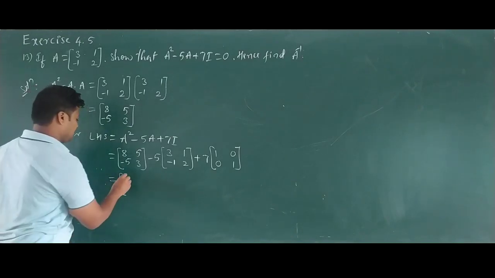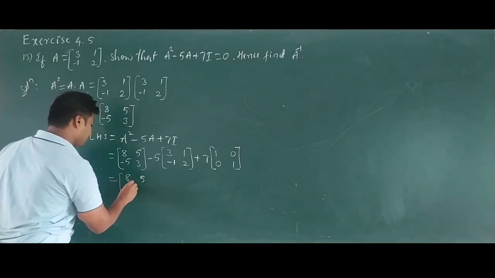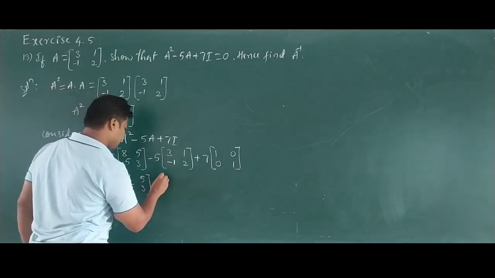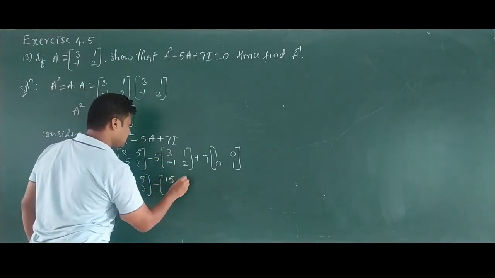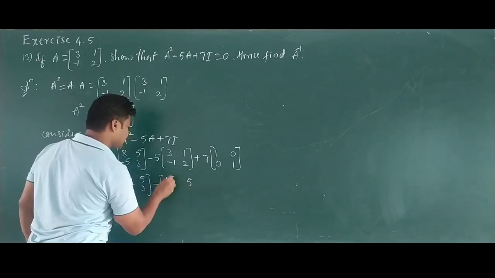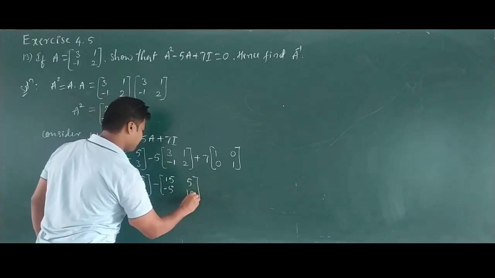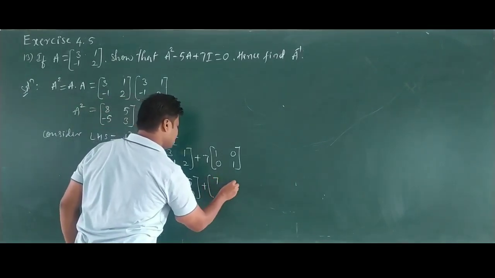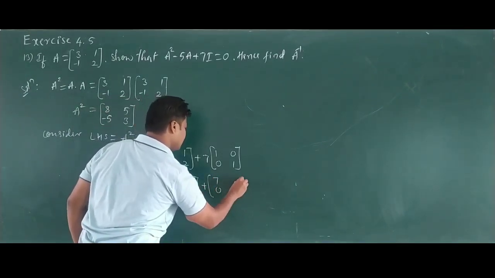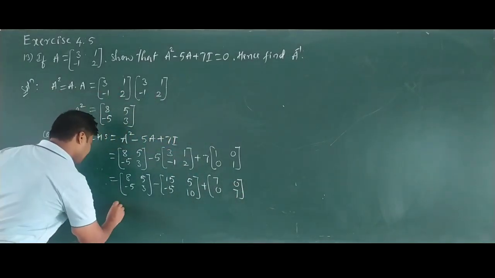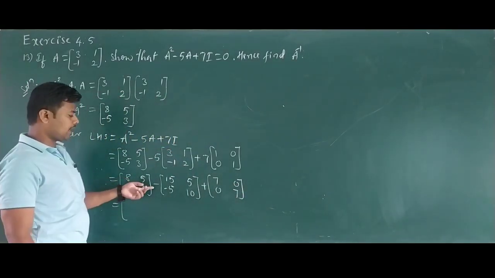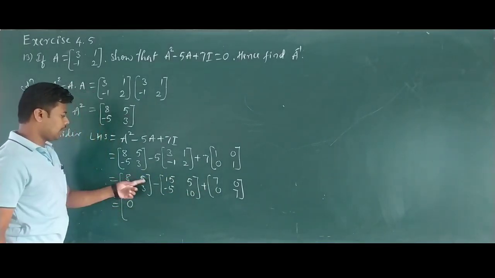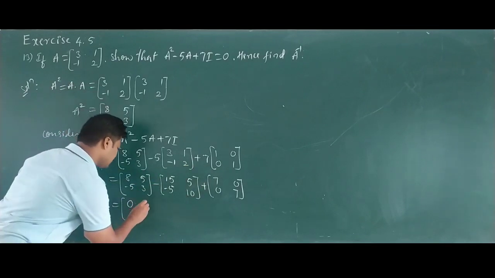8 minus 15, multiply minus 5 over minus, this is 15, 5 minus 5, 10. So 7 over 7, 0, 0, 7. This equals 8 minus 15 minus 7 plus 7, 0. 5 minus 5, 0, 0 plus 0 is 0.